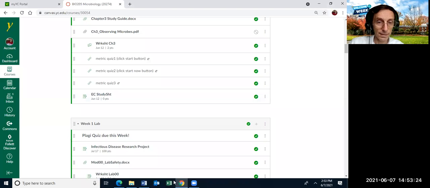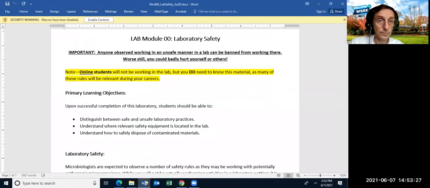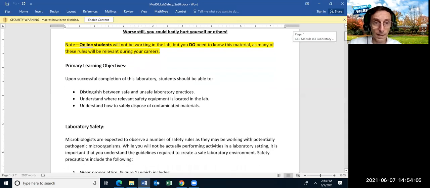All right, let's talk about the lab. Lab Module 00, Laboratory Safety. You're not going to be actually working in the lab, but you do need to know this material, the rules and procedures. You will be tested on them. Upon successfully completing this laboratory, students should be able to distinguish between safe and unsafe laboratory practices, understand where relevant safety equipment is located in the lab, and understand how to safely dispose of contaminated materials. Any question about that?